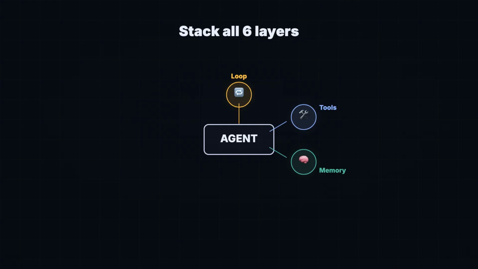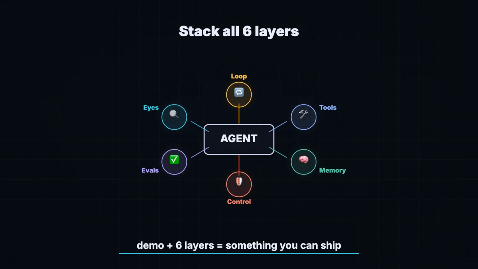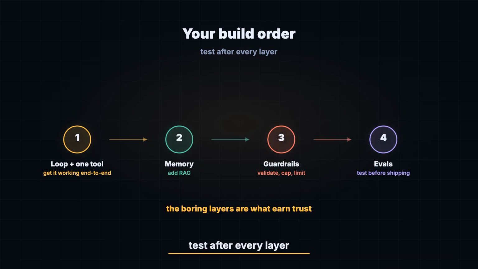So stack the 6 layers. A loop to drive the work. Tools to act on the world. Memory to stay grounded. Control to stay safe. Evals to prove it actually works. And observability to see inside it. Take any viral demo, add these 6, and you get something you can hand to real users without holding your breath. Here is your move if you are building one right now.